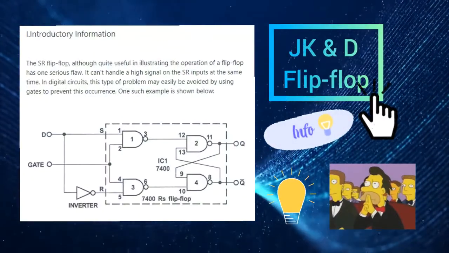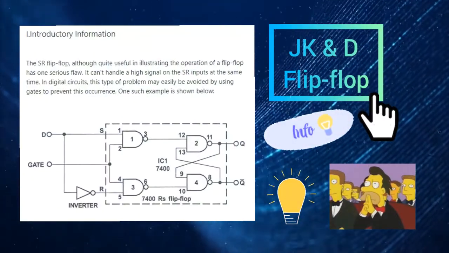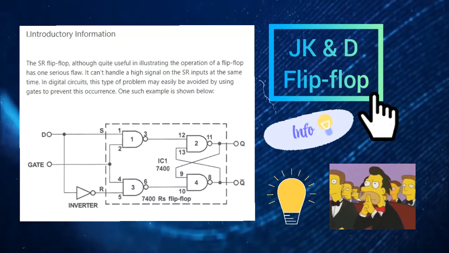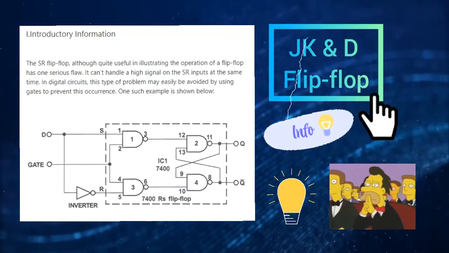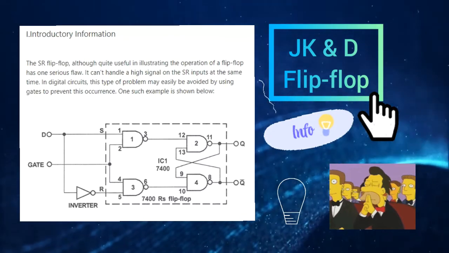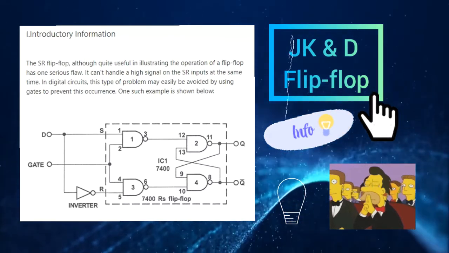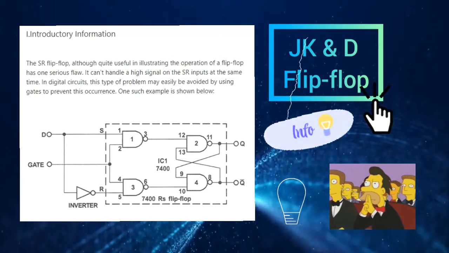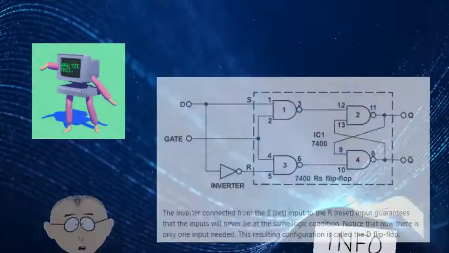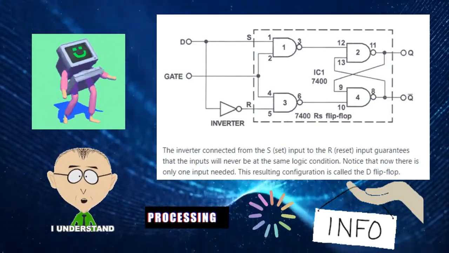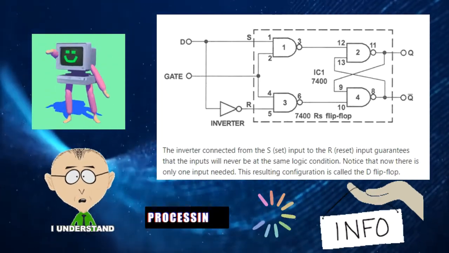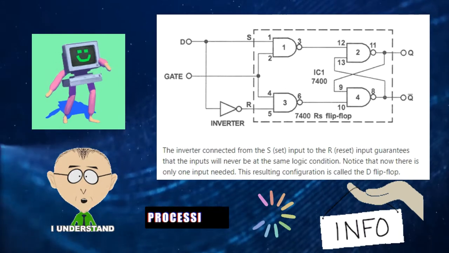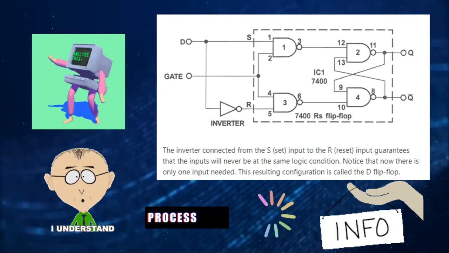Here we have some introductory information about JK and D flip-flop. The SR flip-flop cannot handle a high signal on the S and R inputs at the same time. This type of problem may easily be avoided by using gates to prevent this occurrence. One such example is shown below. The inverter connected from the set input to the reset input guarantees that the inputs will never be at the same logic condition. Notice that now there's only one input needed.